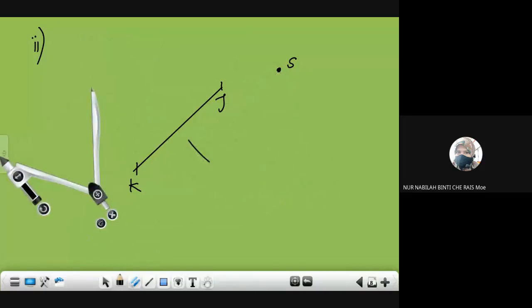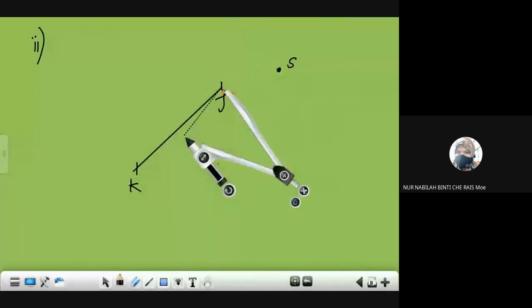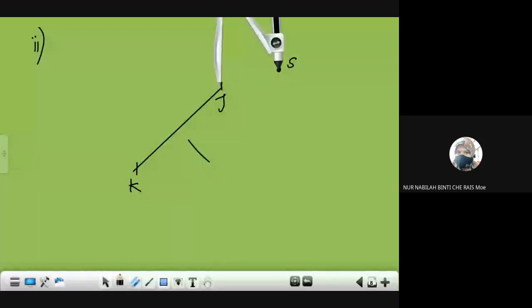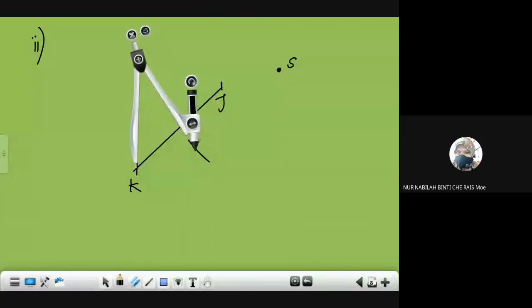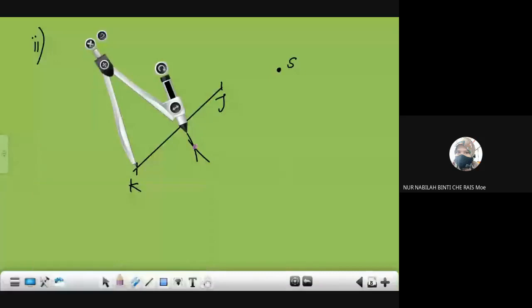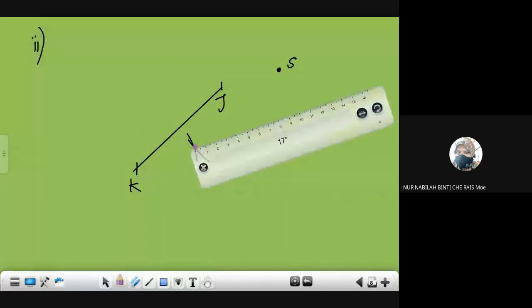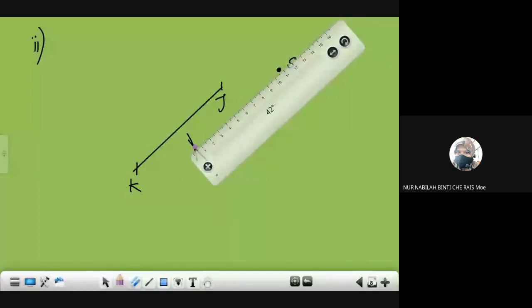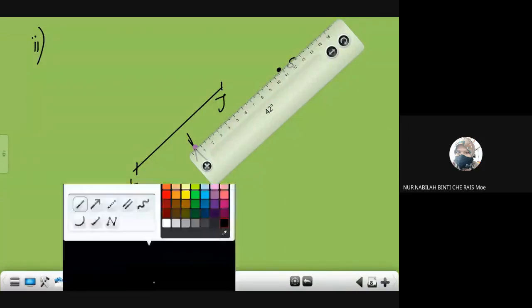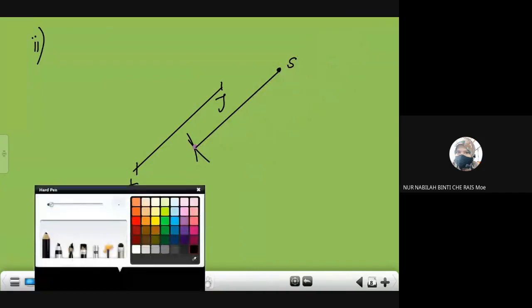Okay, and then after that, from J to S, here. So you put your compasses at K, and then you draw an arch here, like that. So this is your new point. And then you just join your point using ruler. Like that. Maybe a little bit different with your diagram, because I think the S should be below here. Never mind. Then you draw the line, and then you will get your parallel line. So this is your parallel line.